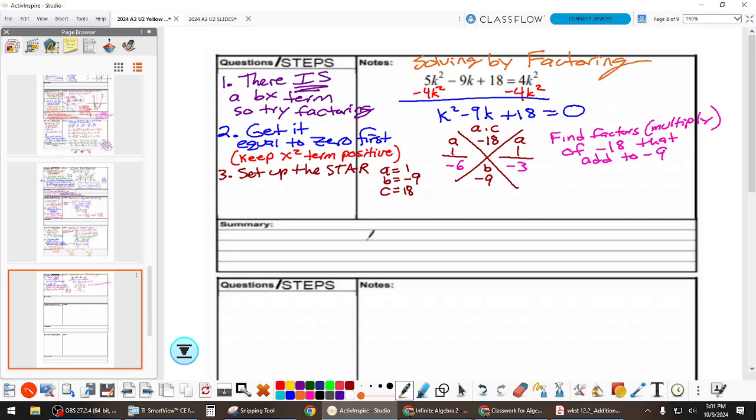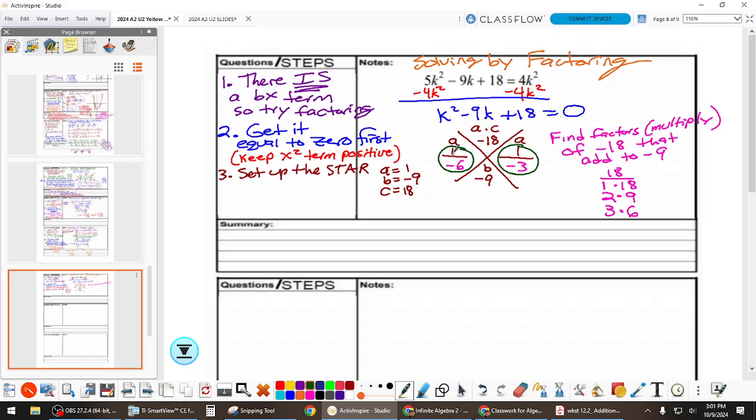And if you get stuck on that, remember you can always just make a list, like 1 times 18, you can't make 9 with that. 2 times 9, we can't make 9 with that. And then you get to 3 times 6, and that one works. Keeping in mind as we do the star that you should reduce these fractions if possible. In this case, they're already reduced, so we don't need to worry about that. But just don't forget to do that.